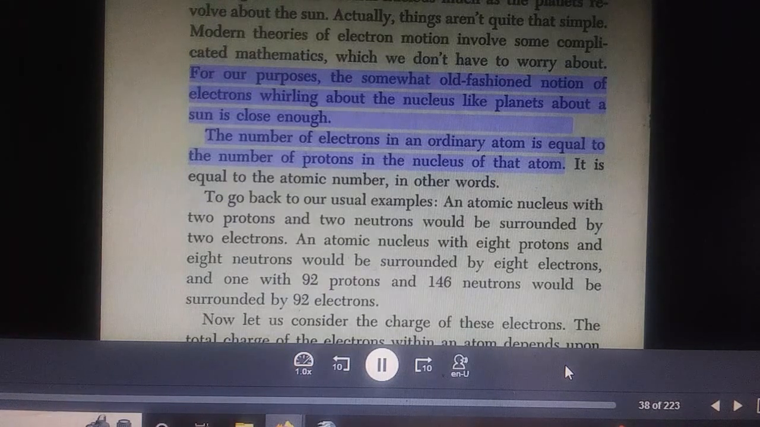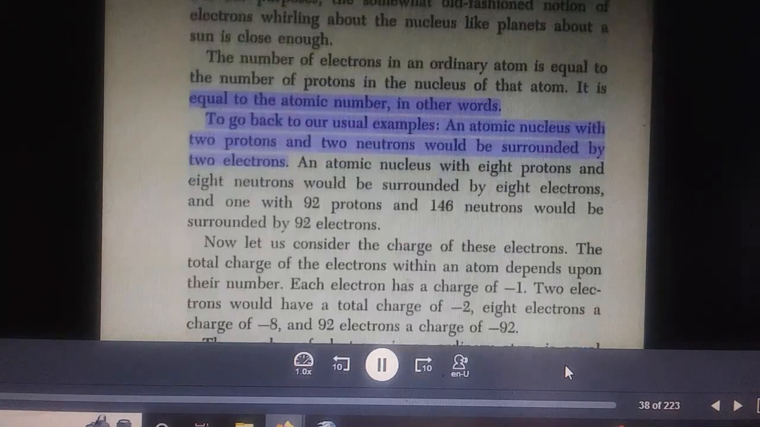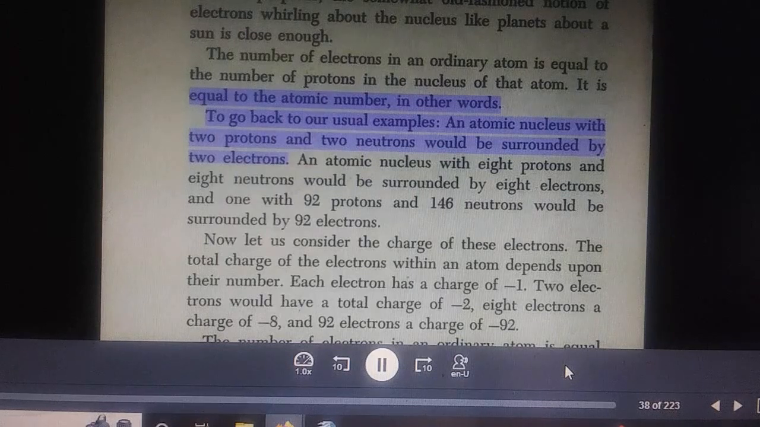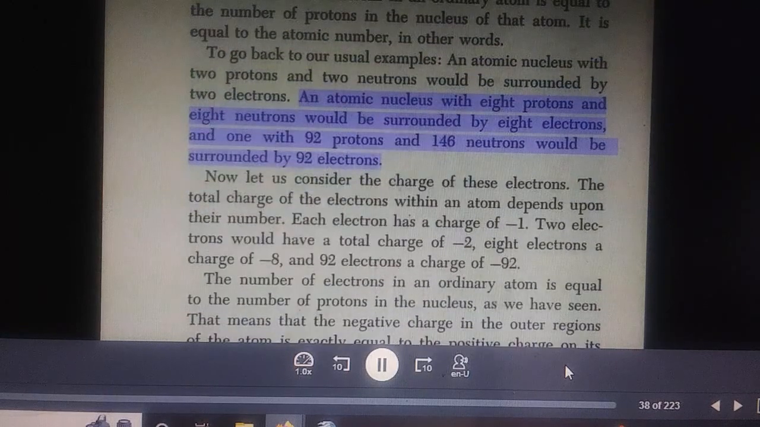The number of electrons in an ordinary atom is equal to the number of protons in the nucleus of that atom. It is equal to the atomic number, in other words. To go back to our usual examples, an atomic nucleus with 2 protons and 2 neutrons would be surrounded by 2 electrons. An atomic nucleus with 8 protons and 8 neutrons would be surrounded by 8 electrons, and one with 92 protons and 146 neutrons would be surrounded by 92 electrons.